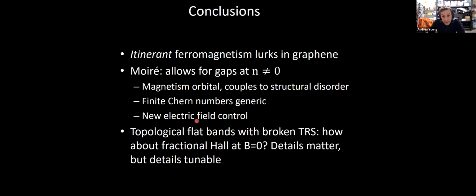For the future, an interesting thing to think about, which I would love to hear serious theoretical proposals on, is what is the ideal system to look for fractional quantum Hall effects at zero magnetic field, because we have topological flat bands. We know they often break time reversal symmetry. So what are the right details, so that we're doing somewhat more of a guided search?